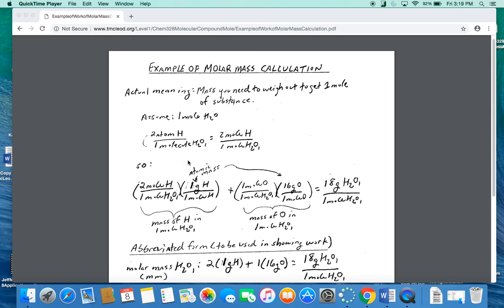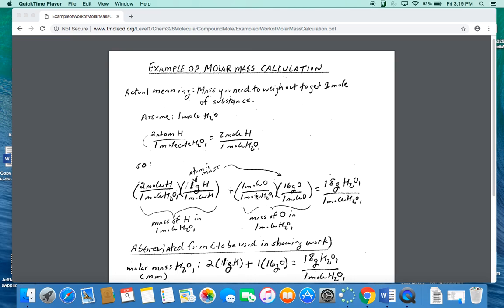Because what we want to do is break it up into each element separately. So what you actually have is 2 moles of H in 1 mole of H2O, and you want that because we know the atomic mass of hydrogen, which means if we weigh out 1 gram of H, we have 1 mole of H. So if you multiply all this, you get the mass of hydrogen in 1 mole of H2O. Then you add it to the next element, and you keep doing this for each of the elements.